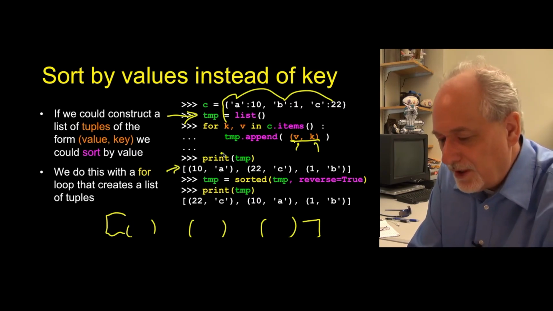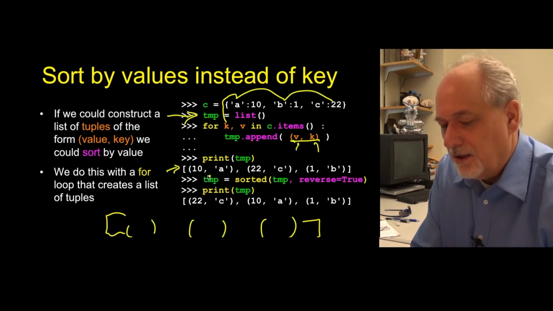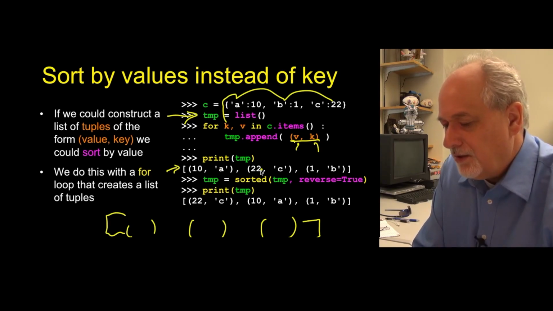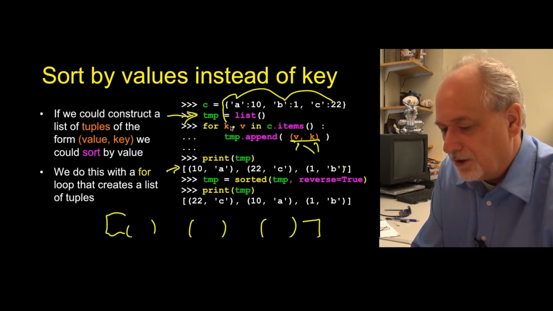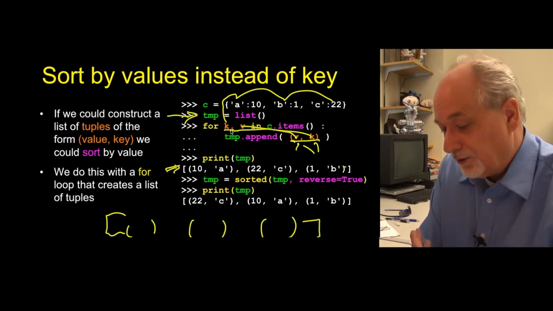This is sort of our temporary data structure that we have constructed to make our job really easy. So this ends up being 10A, 22C, 1B. Now we just kind of flipped them. We took this order and then we flipped them around. And so now we have this nice little list sitting in memory in a variable. And that's really simple.